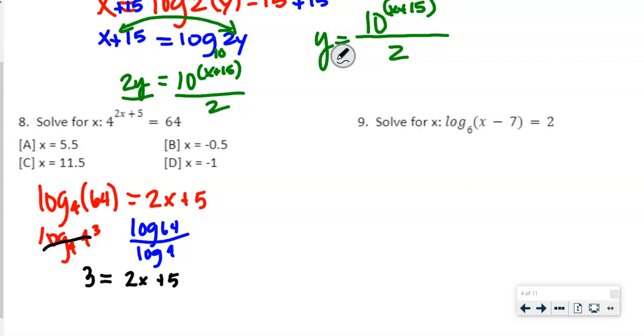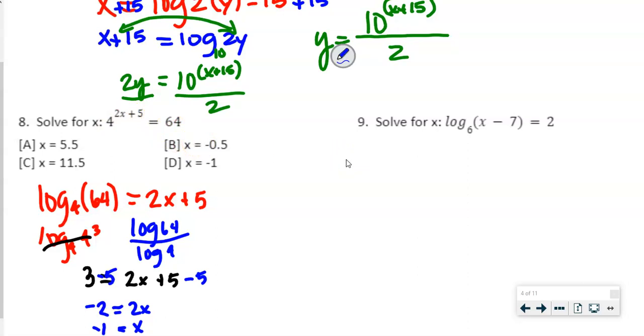So we're going to subtract 5 from both sides. That's going to give us negative 2 equals 2x, so x is equal to negative 1. And again, you can throw it up there and check it. 2 times negative 1 is negative 2, plus 5 would be 3, and 4 to the third is 64. All right, let's look at number 9.